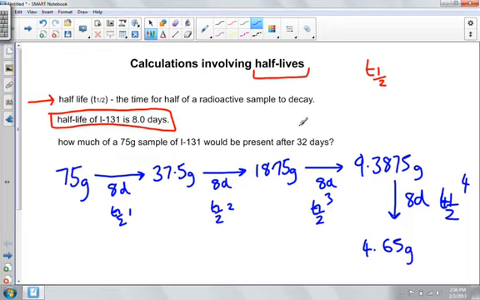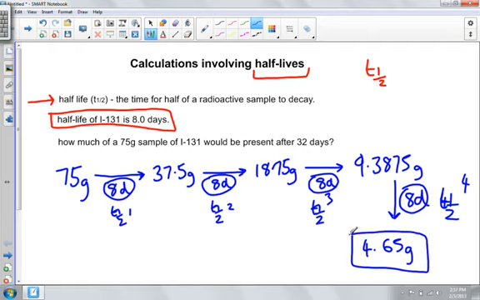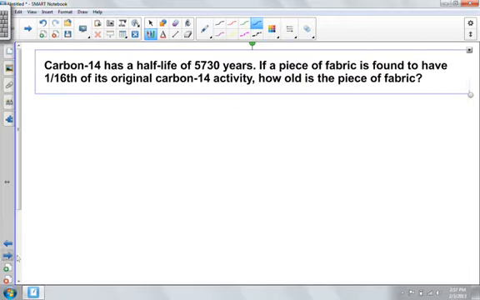The reason why we know this is 32 days is because this is 8. That then becomes 16, that's 24, and that's 32. So that means 4 half-lives have occurred, 8, 16, 24, 32. We started off with 75 grams, and after only 4 half-lives we have very little left. So that's how quickly things can decay down. Alright, let's do another one.